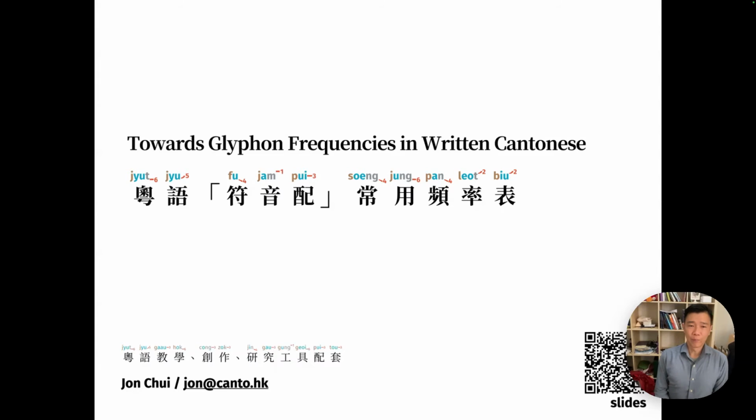The workshop talk was about glyphon frequencies in written Cantonese. Glyphon is a word that I made up, so we will see what it means in a little bit. I am an independent worker who is trying to do something to make Cantonese an easy language to learn.